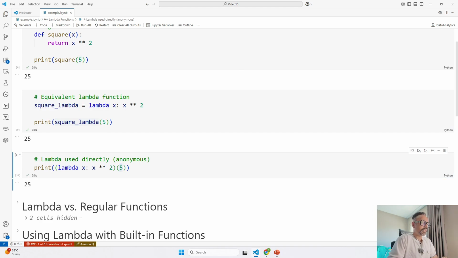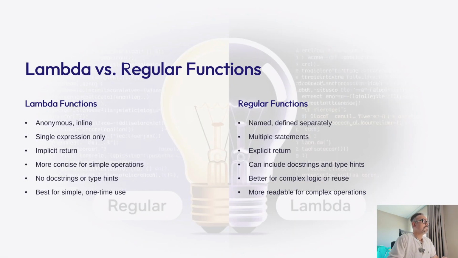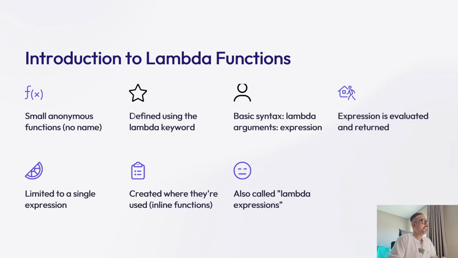So that is the beauty of using lambda functions. Now, if we understand from the diagrammatic format, it is a small anonymous function that we saw, which does not have any name. It starts with the lambda keyword, as we saw in the basic syntax. Then we saw the expression at the end, and the expression that we give is evaluated and returned to our variable.